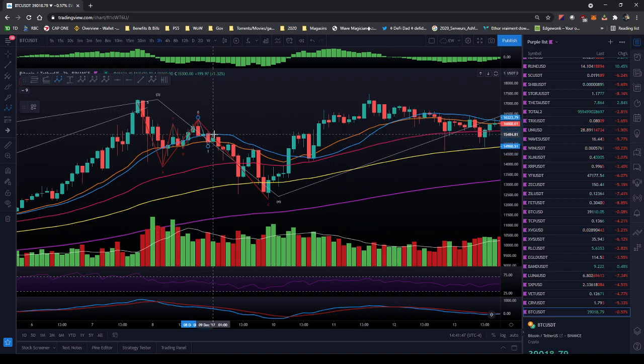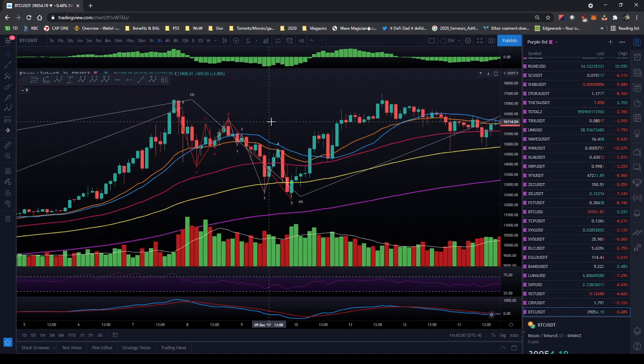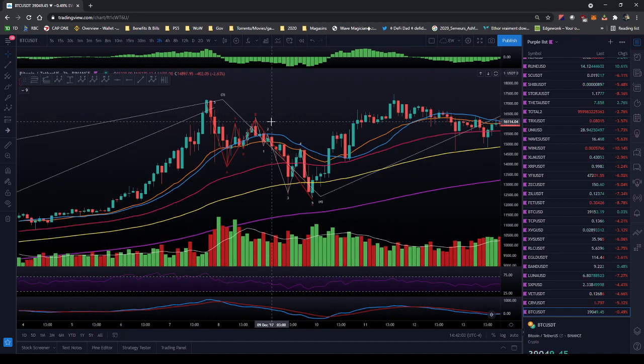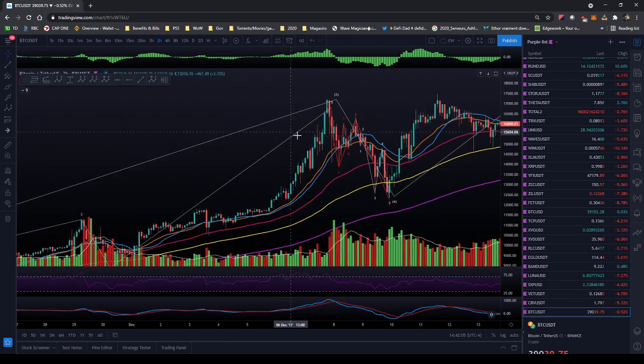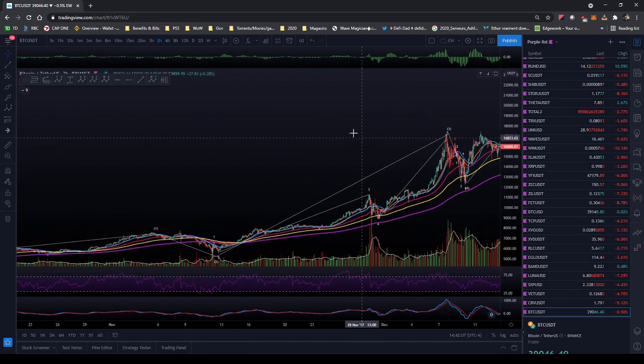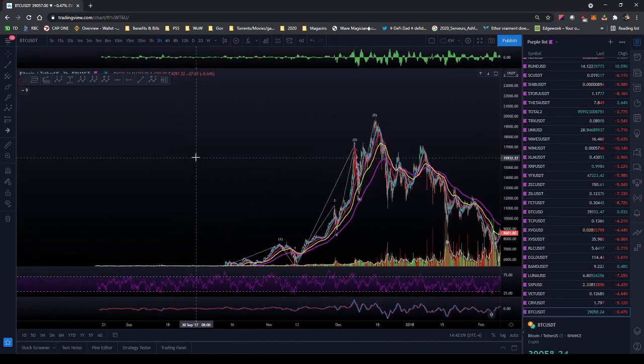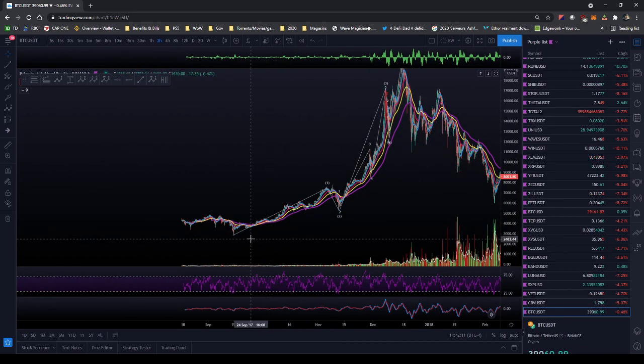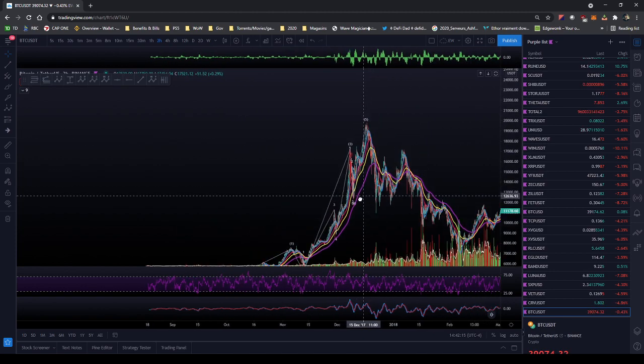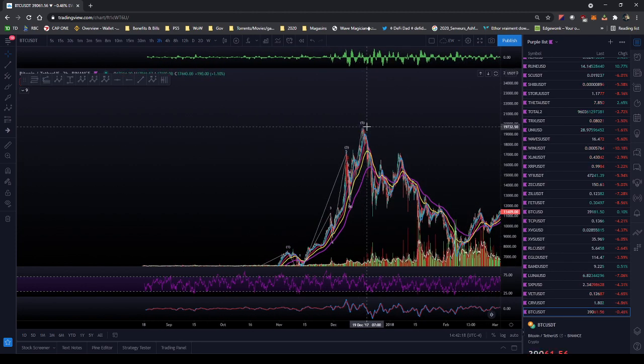So we can have 1 here, 2, 3, 4. Oh my, almost invalid, right? But it still works. So as you could see, the basic structure for impulse waves is 5 waves, 3 waves, 5 waves, 3 waves, and another 5 waves up.